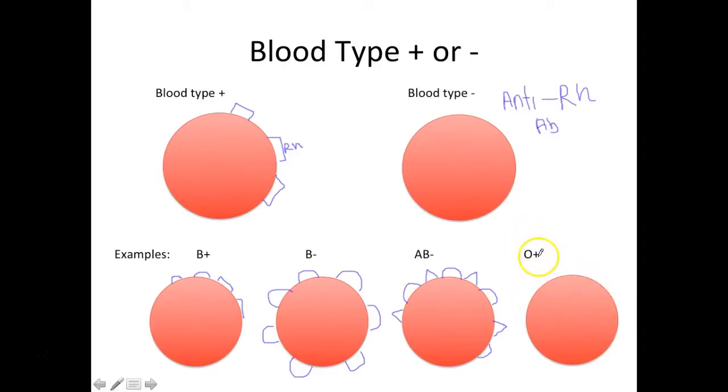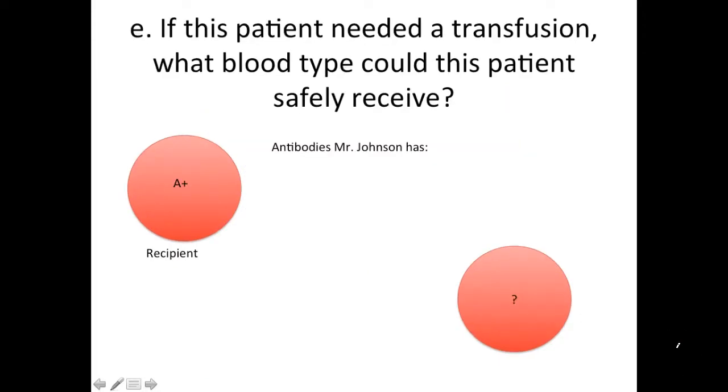Because I have that positive there, that means that I have the Rh antigen on my cell surface, and that's why I don't create any anti-Rh antibodies. Okay, so I think the two questions that tripped up students the most was, if this patient needed a transfusion, what blood type could this patient safely receive?